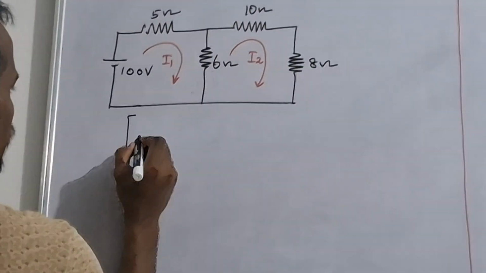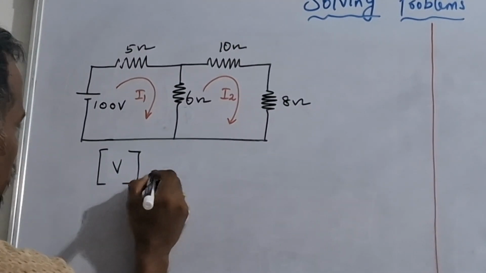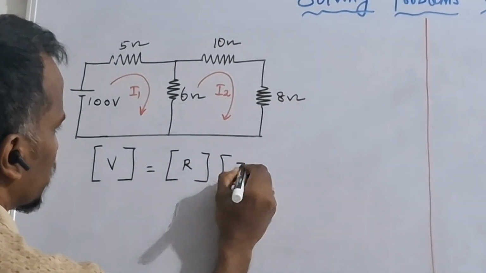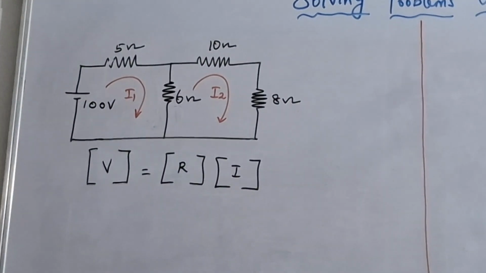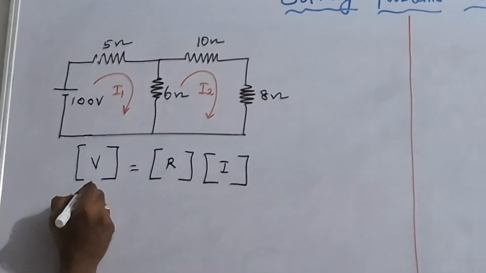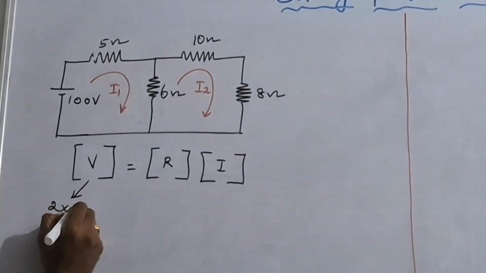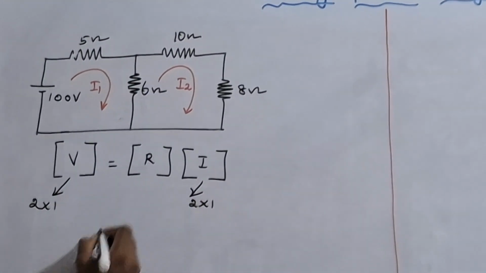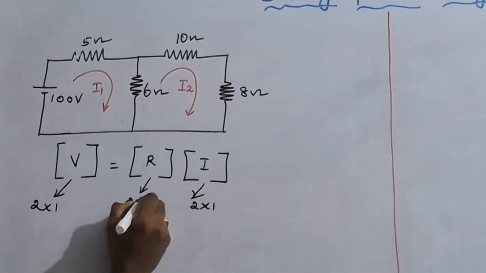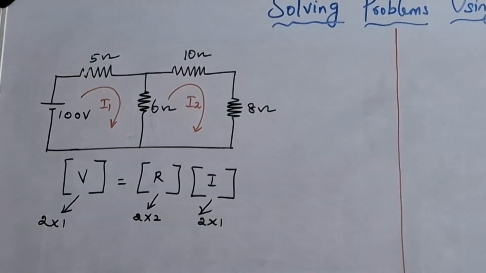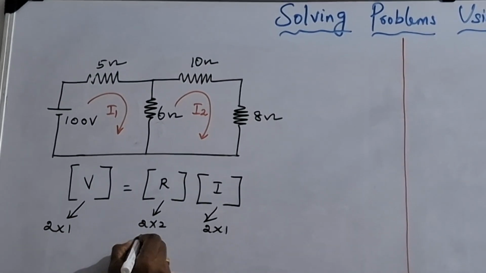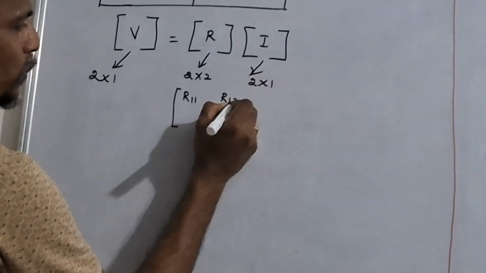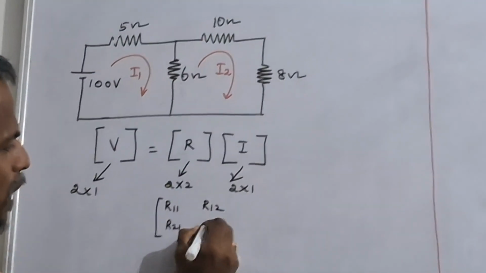So, we know the voltage matrix is equal to the resistance matrix into the current matrix, right? The voltage matrix is a 2 cross 1 matrix. Similarly, I is also a 2 cross 1 matrix. This R is a 2 cross 2 matrix. So now, if you see the 2 cross 2 matrix, we have to write R11, R12, R21, R22.